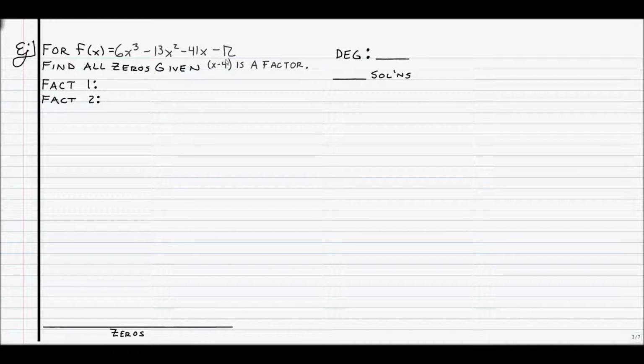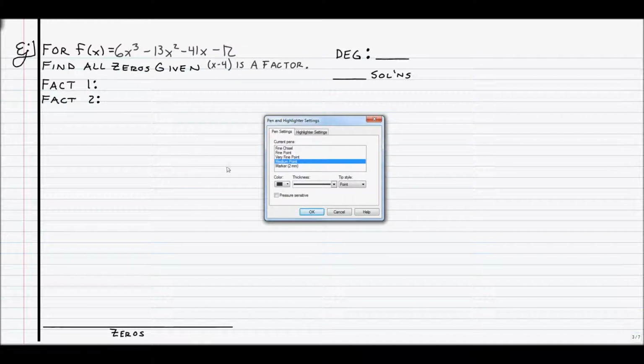So 6x cubed minus 13x squared minus 41x minus 12. If you were to look at that and think, hey, let me just factor that by grouping, it's going to fail. Go ahead, try it. Yeah, failed. That's what I thought. So instead, we're going to have to use the factor remainder theorem from yesterday and figure out how we can use the fact that x minus 4 is a factor to break this polynomial up.